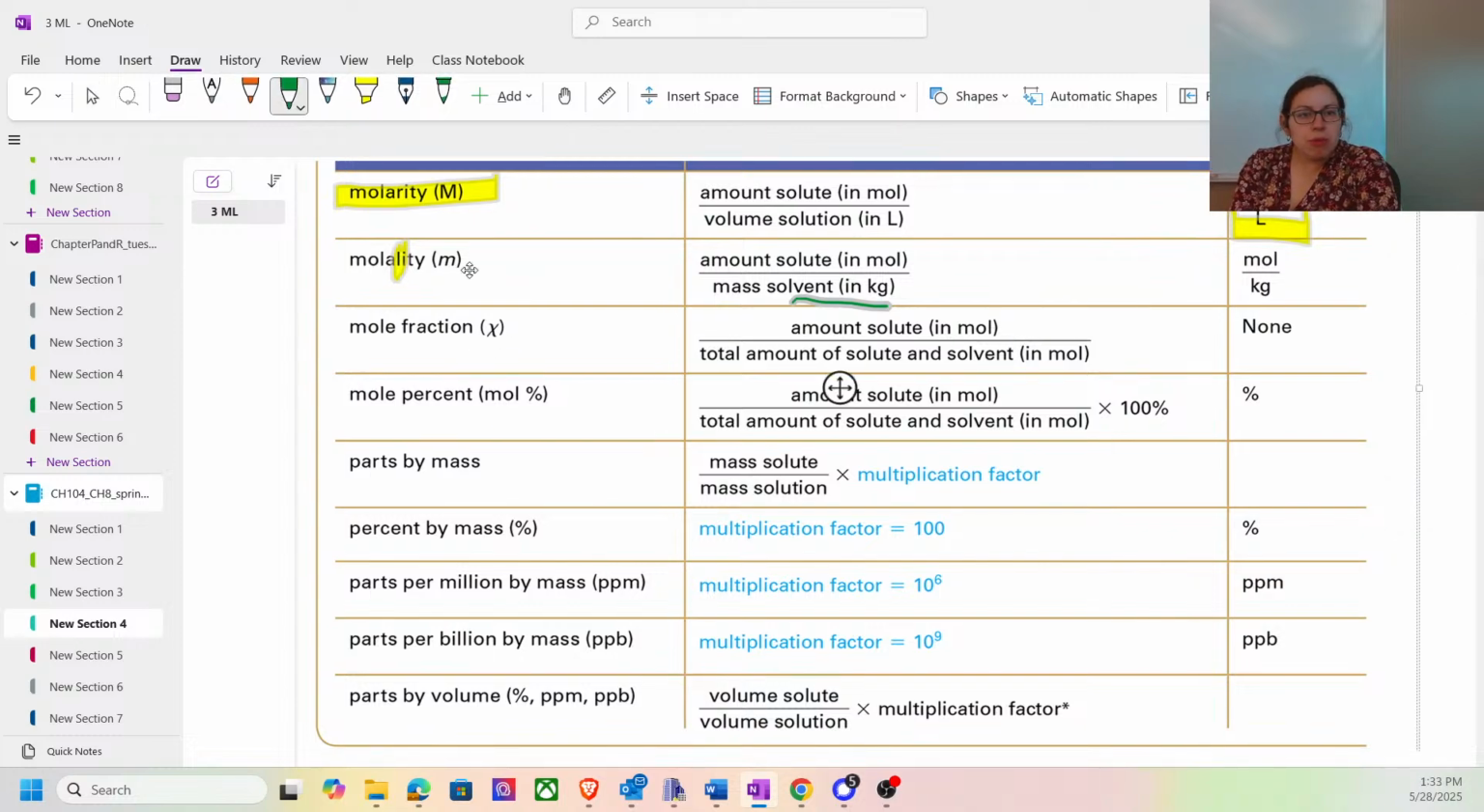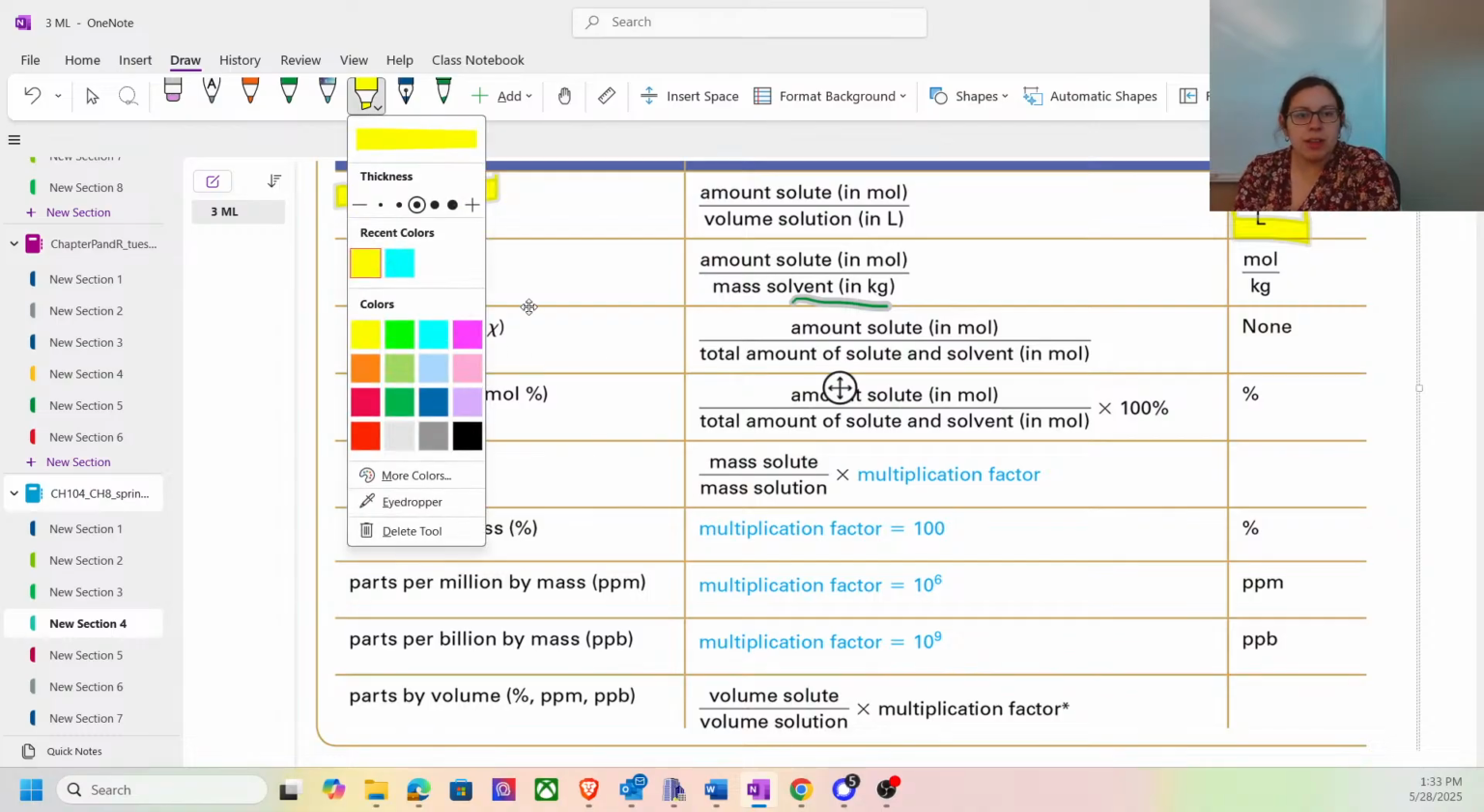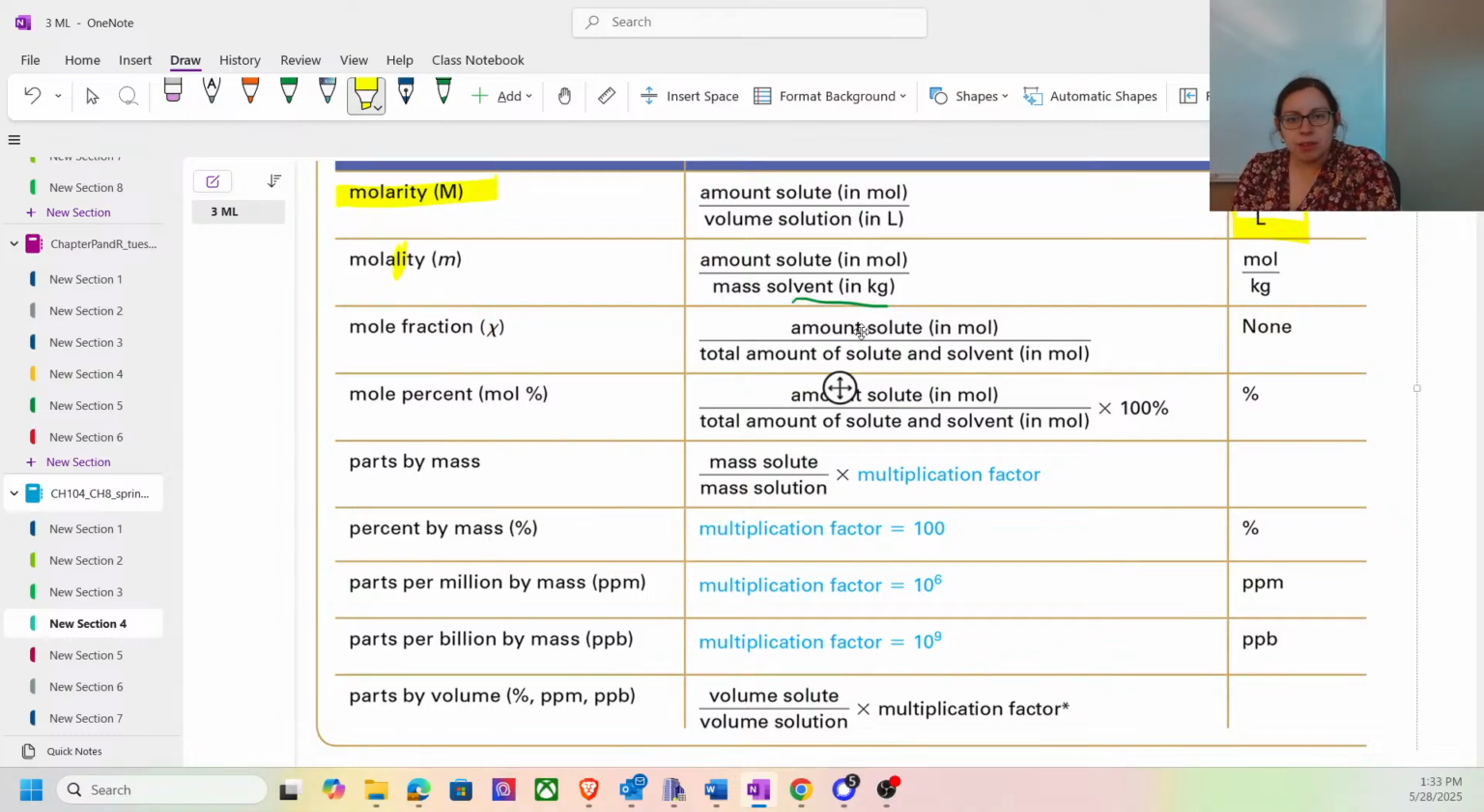And then we've looked at mole fraction with our partial pressure chapter, and it's back. So again, amount of solute, or whatever our minor component is, in moles, over our total amount of moles. So in this case it would be solute and solvent, the total amount of moles in your mixture. And then we can, of course, take that to a percent.